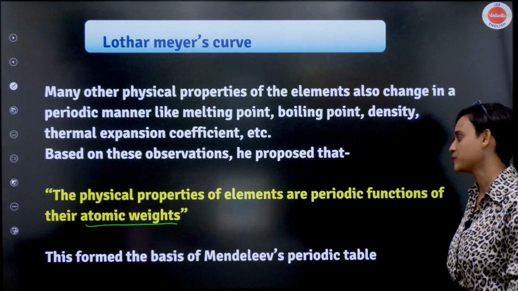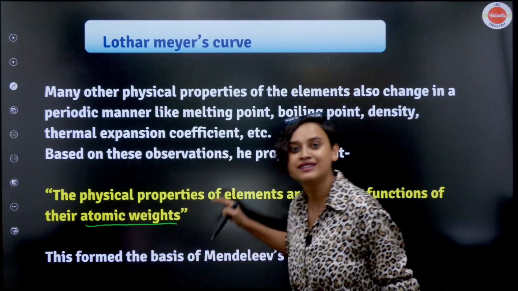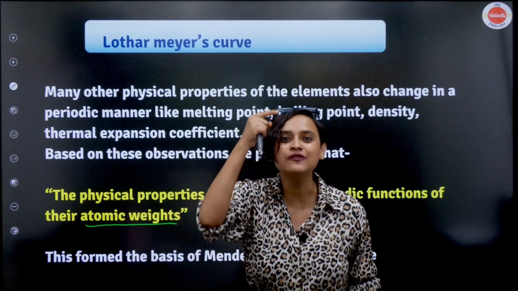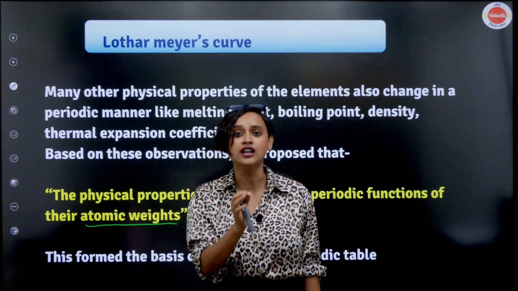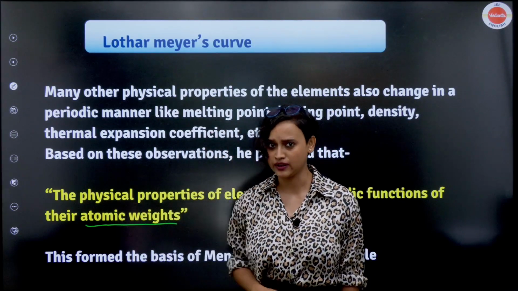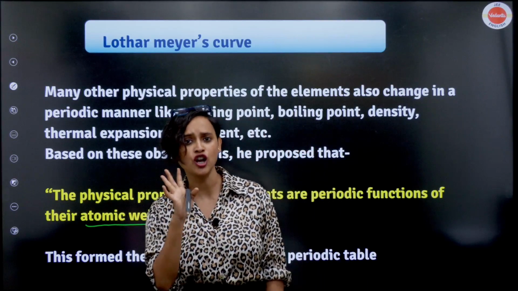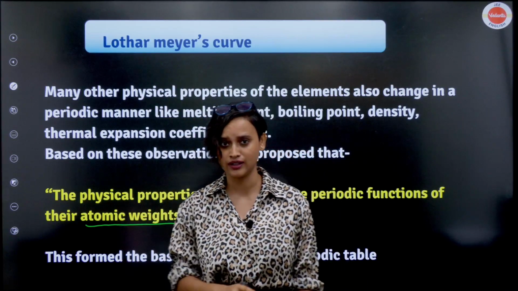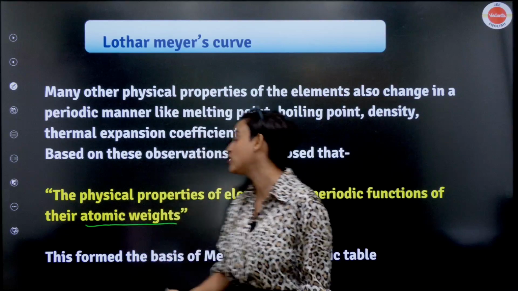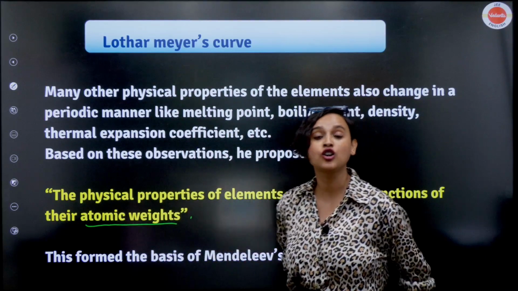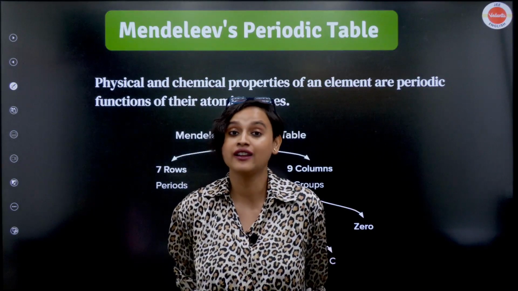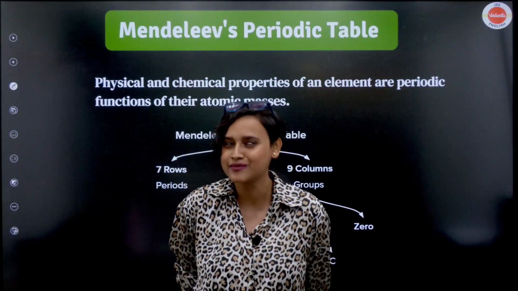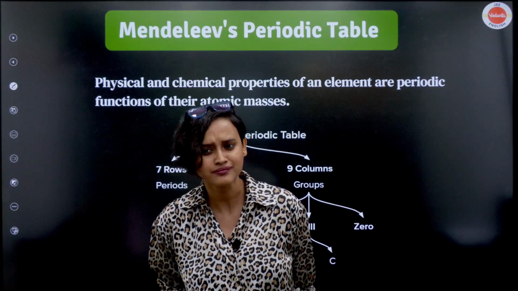That's where he went wrong. And this is where Mendeleev took his idea from. No doubt Mendeleev is the father of the periodic table. But from where did he get the idea? He got the idea from right here, atomic weights, atomic mass. Mendeleev changed it a little bit and figured out that it was not atomic mass, but actually atomic number.